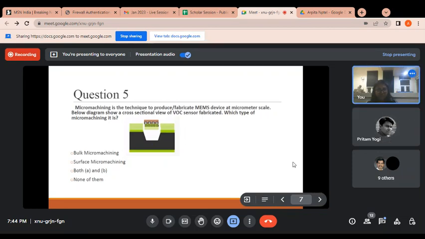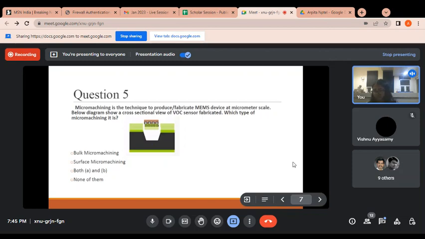Yes. Anyone else? Sagar V, please unmute yourself and try to give the answer. Ma'am, that cavity is etched due to bulk micromachining. Okay. And on the top, the layer between those two things is due to surface micromachining. So the right option is? Both A and B. Okay, good. Anyone else?